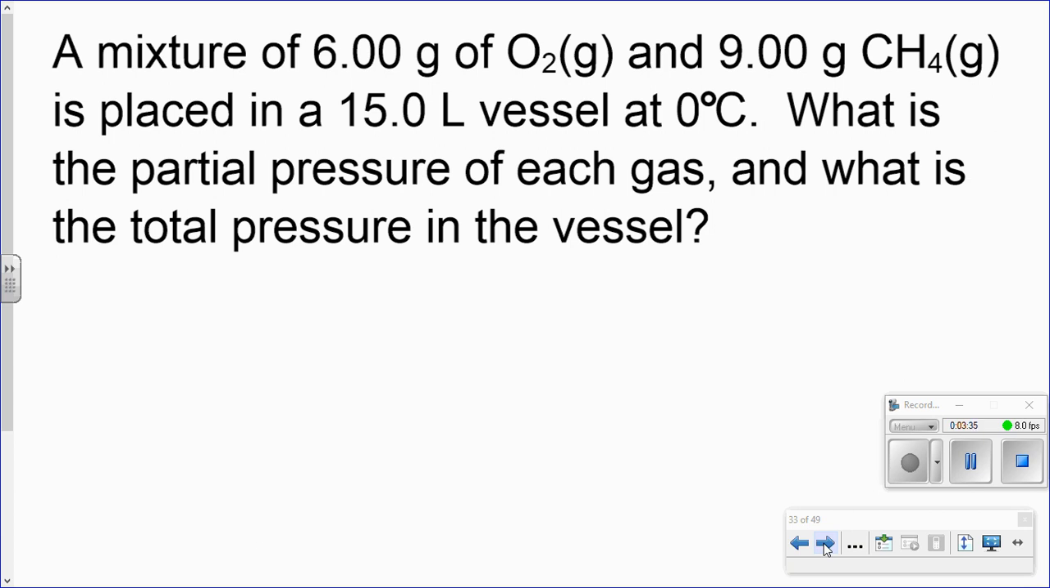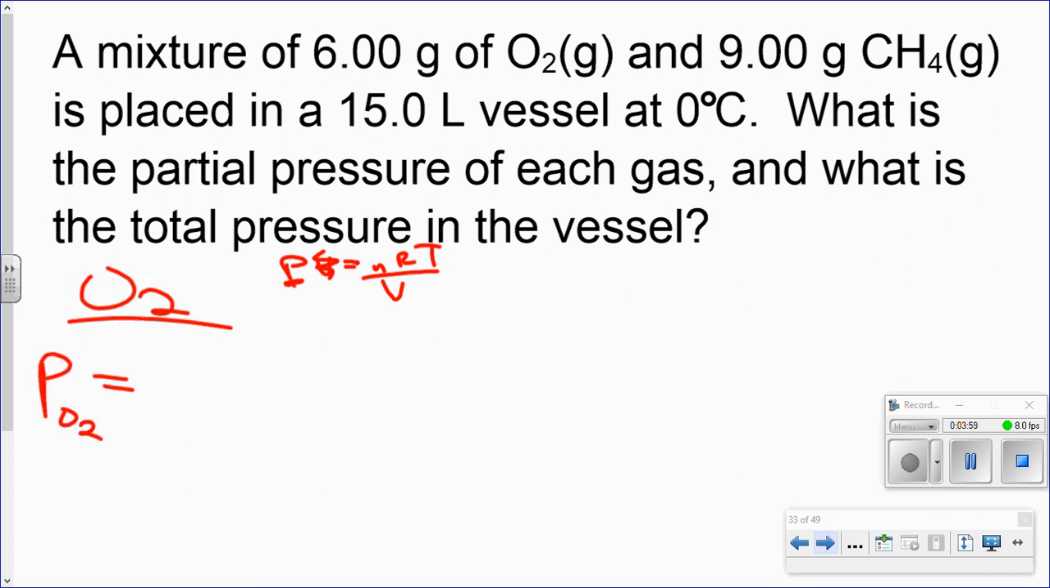In order to figure out the partial pressure of each gas, we need to calculate P. So we have pressure, volume, temperature. I think we can use the ideal gas law here. Let's just work with O2 first. With partial pressure, we need to solve for pressure. So PV equals nRT, which means we're going to solve for P, so we need to divide out V. So P of O2 is equal to nRT over V.